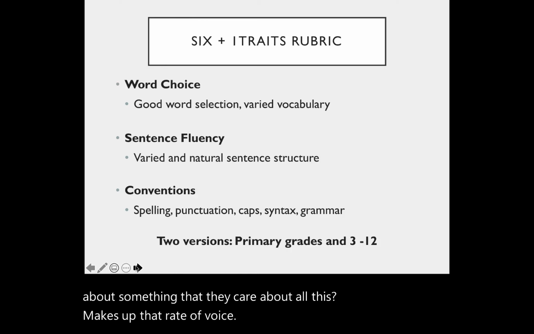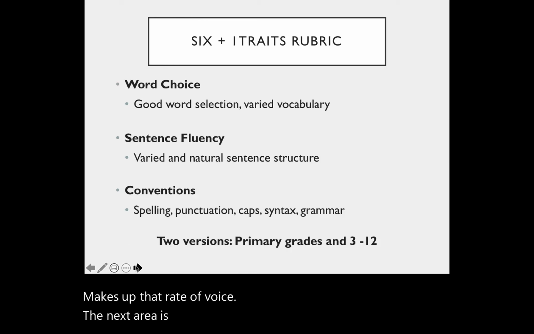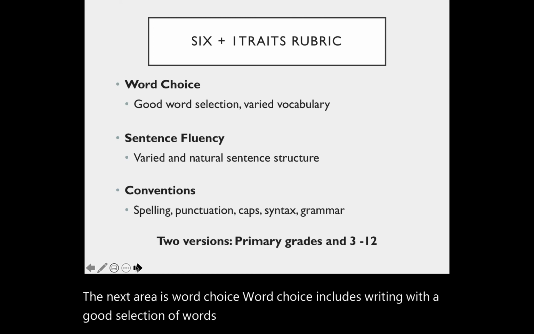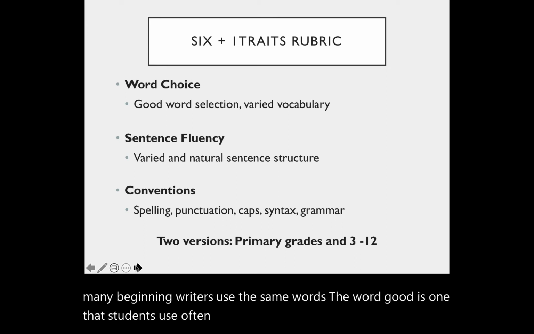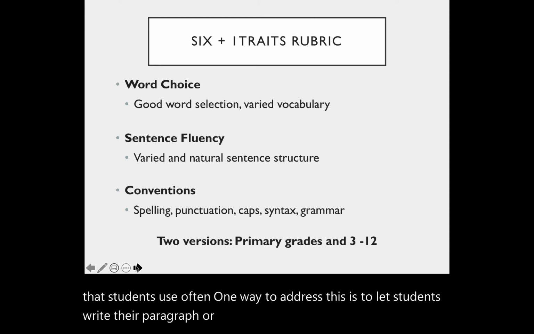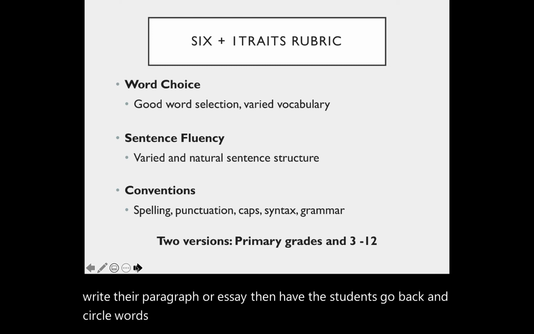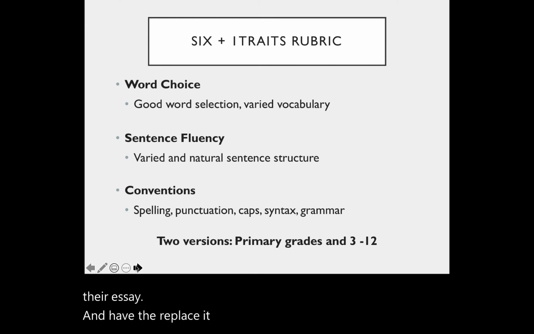The next area is word choice. Word choice includes writing with a good selection of words and varied vocabulary. You may notice many beginning writers use the same words. The word good is one that students use often. One way to address this is to let students write their paragraph or essay. Then have the students go back and circle words they repeat throughout their paragraph or their essay and replace them with a synonym.